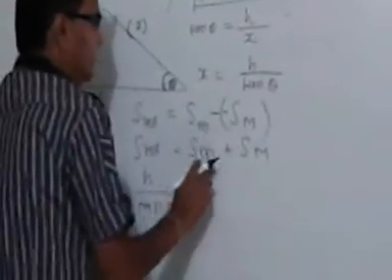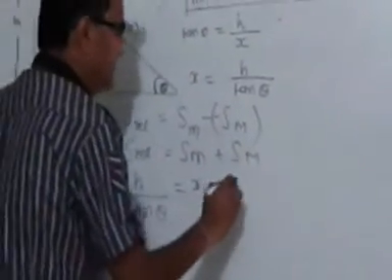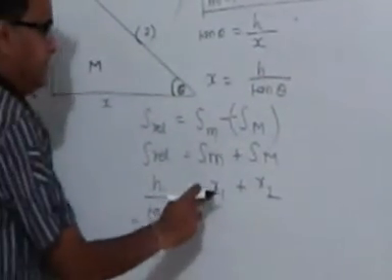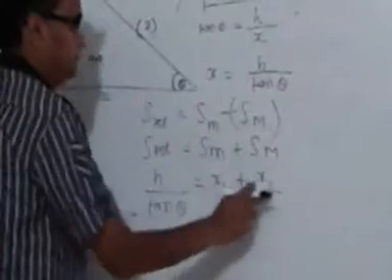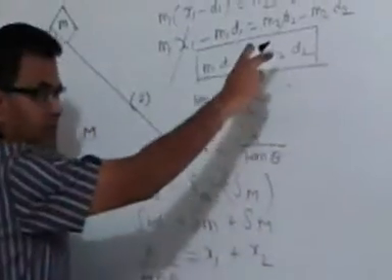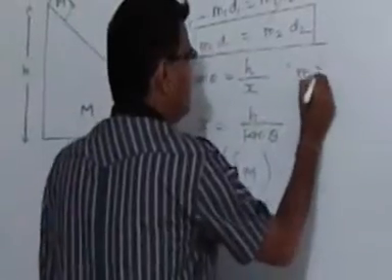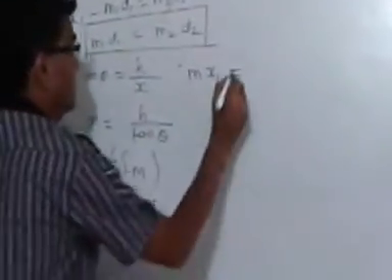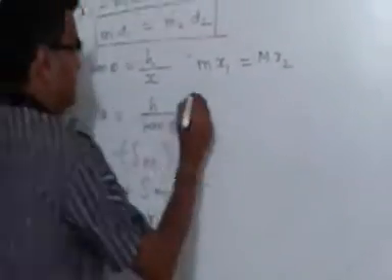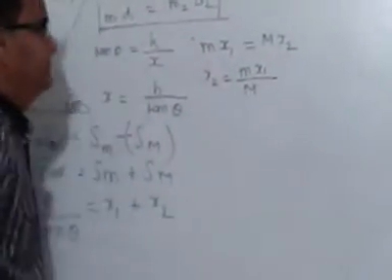This is equal to distance moved by the small block, let us say x1, plus distance moved by the bigger block, let us say x2. So h upon tan theta must be equal to x1 plus x2. Now look at this equation, m1 d1 equal to m2 d2, which we have just now proved, and apply this in this case. I will have small m into x1 is equal to capital M into x2, so that x2 will become m into x1 upon capital M.